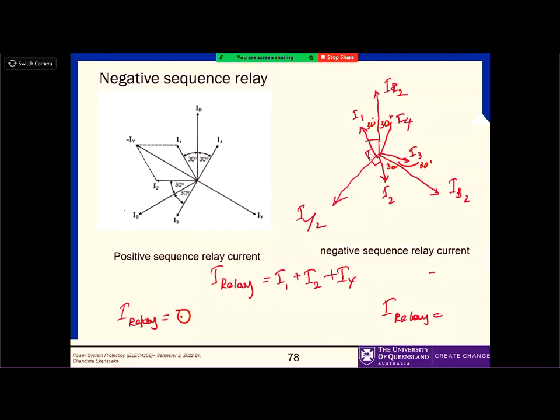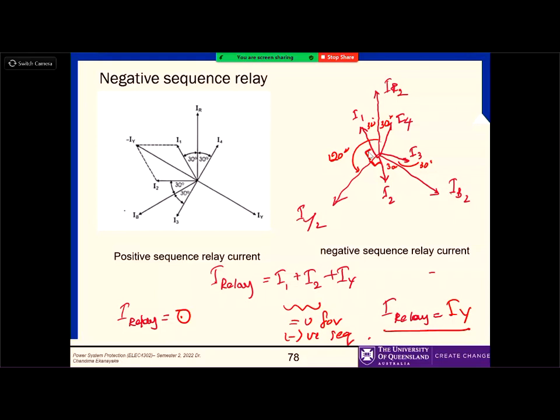So what is the total angle here between each phase? 120. If it is 120, 120 minus 30, this is 90, this angle is 90, therefore I1 and I2 are opposite to each other. That is for the negative sequence network. So if the negative sequence appears in this system, you will see that I1 and I2 are opposite to each other. Therefore, when you add those currents together, then the total current becomes IY. Why? I1 and I2 addition becomes equal to 0 for negative sequence.